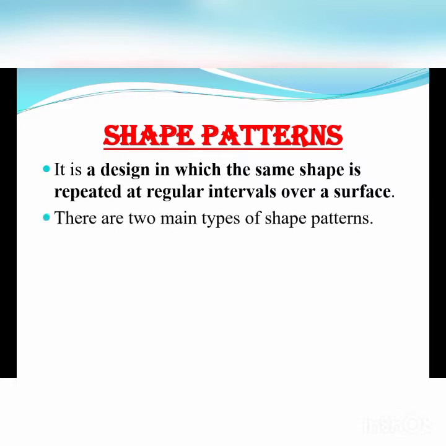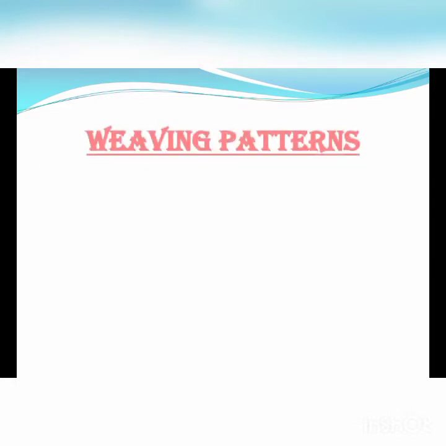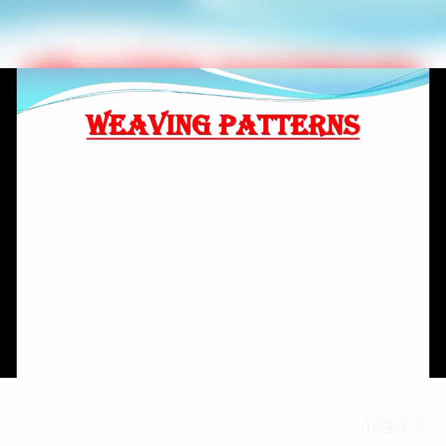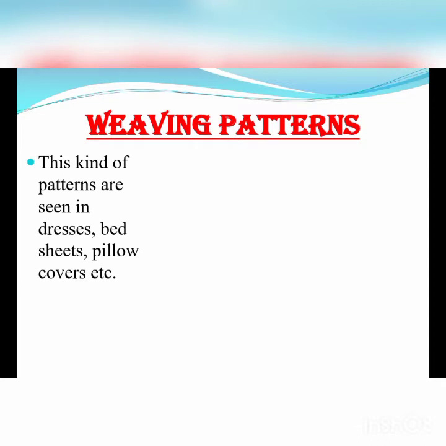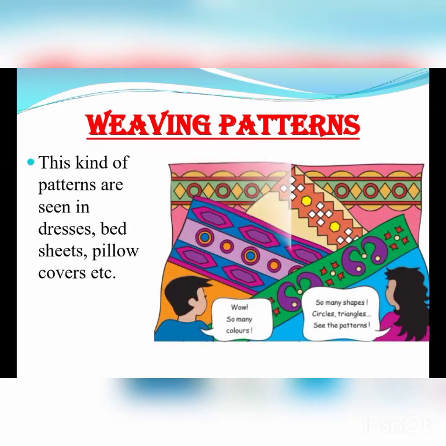There are two main types of shape patterns. The first one is weaving patterns and the second one is floor patterns. Let's learn about weaving patterns. This kind of patterns are seen in dresses, bedsheets, pillow covers, etc. In the given picture, you can find different shapes which are repeating in a particular pattern.